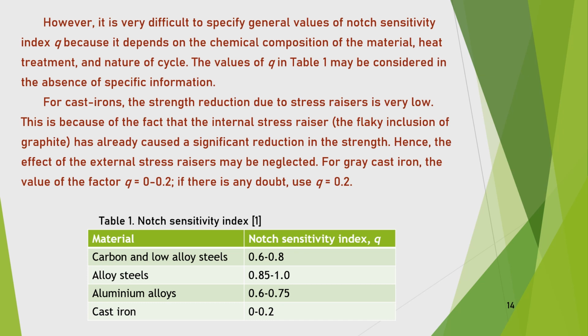For cast irons, the strength reduction due to stress raisers is very low. This is because of the fact that internal stress raisers, that is the flaky inclusion of the graphite, has already caused a significant reduction in strength. Hence, the effect of external stress raisers may be neglected. For grey cast iron, the value of this factor is 0 to 0.2 as given in the table. If there is any doubt, use q equal to 0.2.